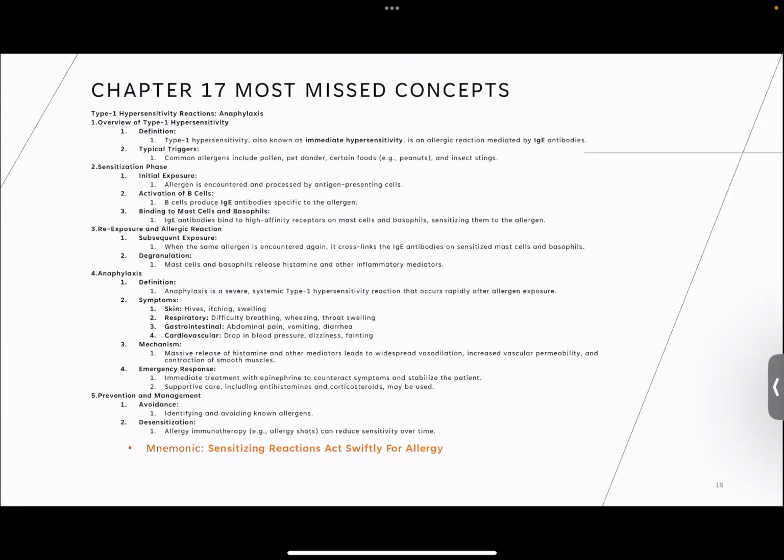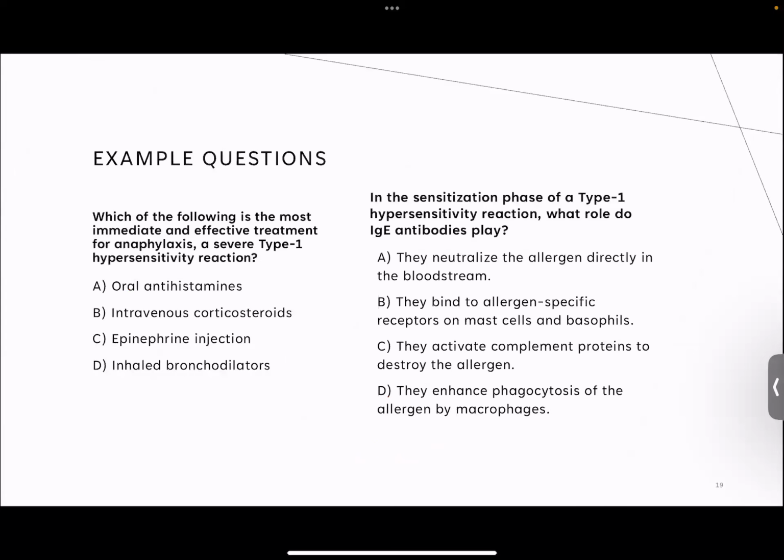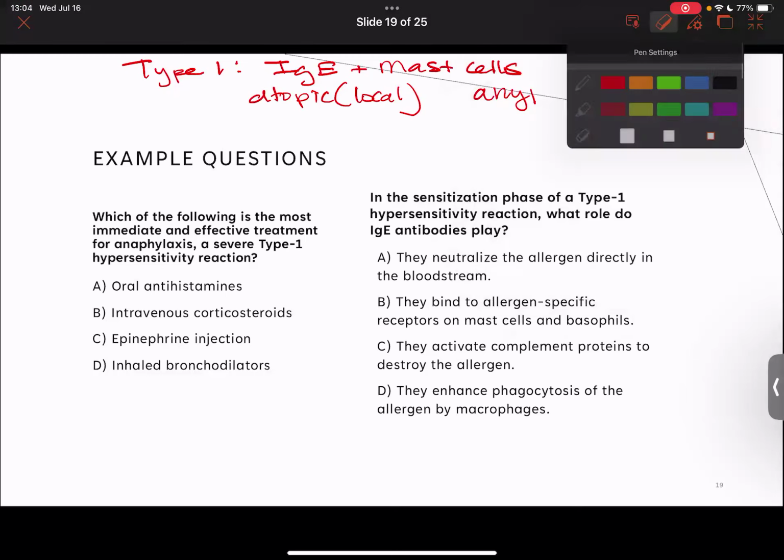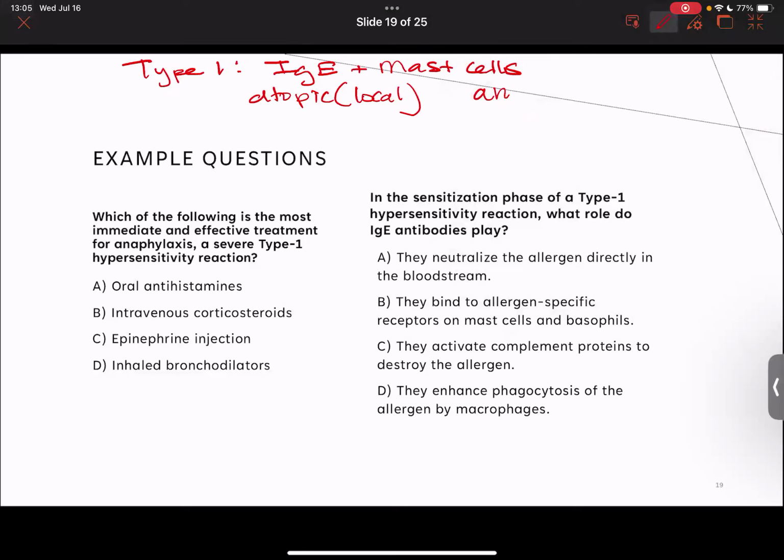All right, moving on to chapter 17, most missed concepts, understanding type 1 hypersensitivities. We'll make our little notes up here. Type 1 is mediated by IgE with mast cell degranulation. These can be atopic, which are local, or anaphylactic, which is systemic. And these are all basically based on what we consider to be traditional allergies.